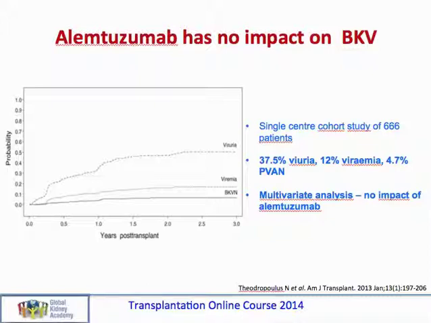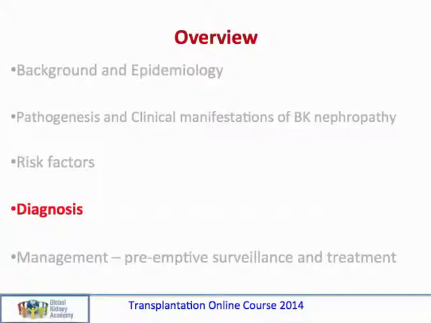So what about Alemtuzumab or Campath? This is a single centre study from Ohio in the States which looked at the impact of Alemtuzumab on BK viruria, viremia, and established nephropathy. And in this single centre study with multivariate analysis, they found there was no impact of Alemtuzumab on established BK nephropathy.